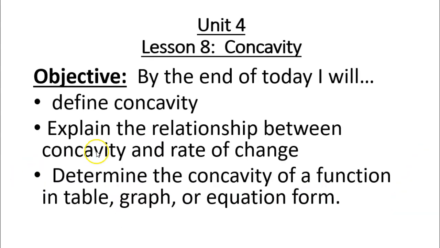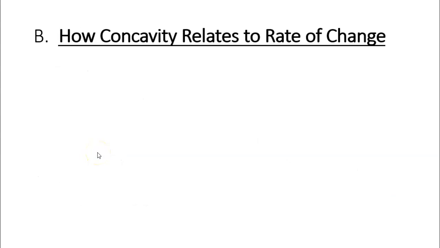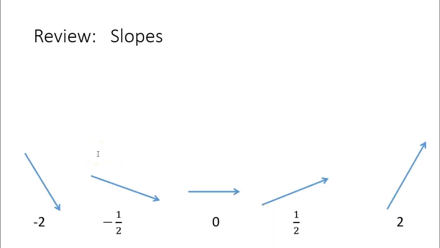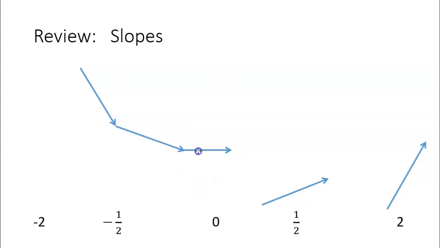All right, so what is its relationship to rate of change? Well, I'm going to go back to this slide to show you. What if we take these slopes, and as you notice, they're in order from smallest to largest. We start at -2, we go up to -1/2, to 0, to 1/2, to 2. So we're going from low numbers to high numbers. But what if we take all these slopes and we put them together, where one leaves off, we pick up the other one?